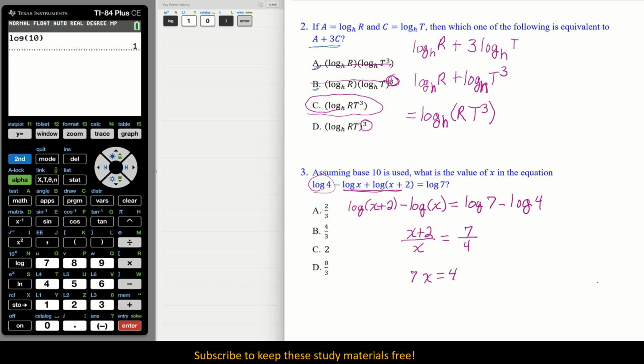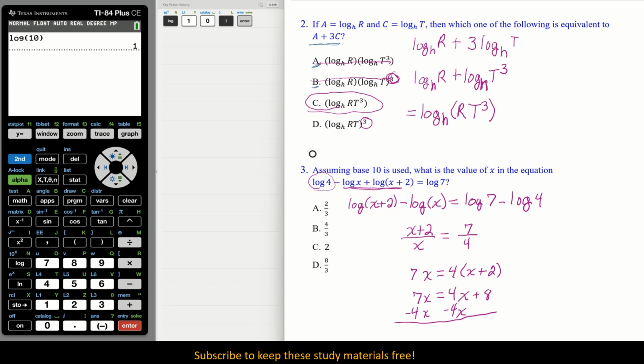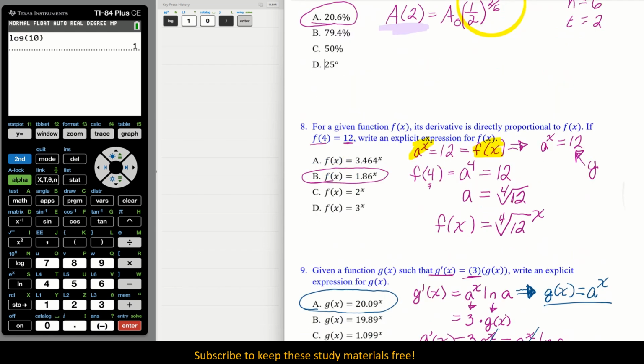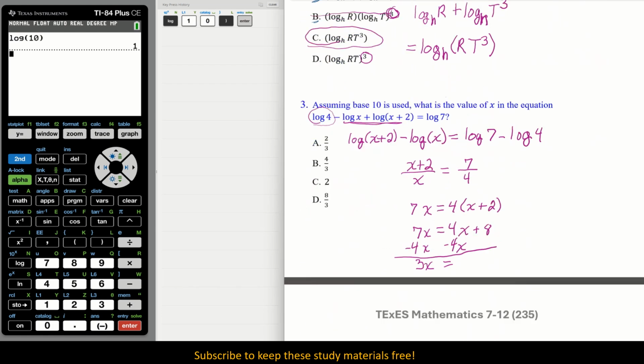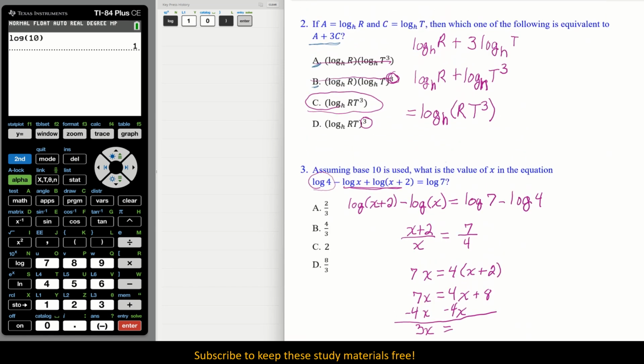First I see 7x equals 4 times (x plus 2), which gives us 7x equals 4x plus 8. Now I subtract 4x from both sides. In the end, I have 3x over here, 8 over here.